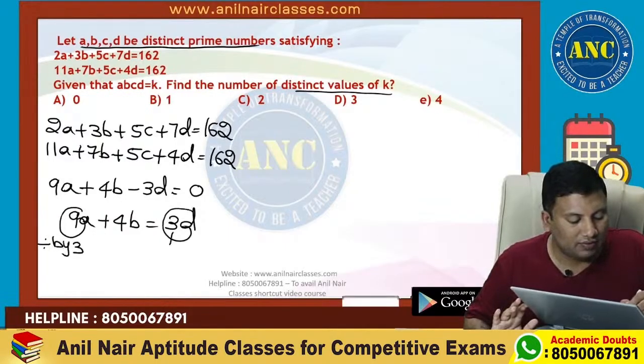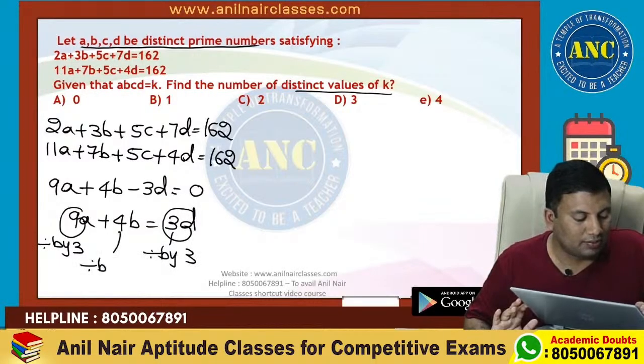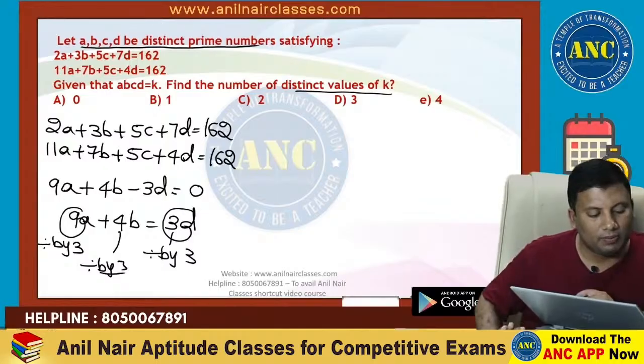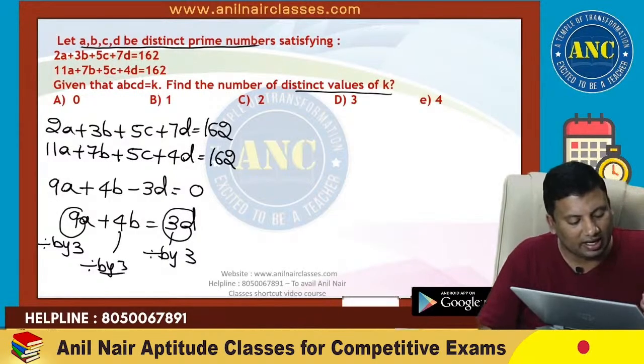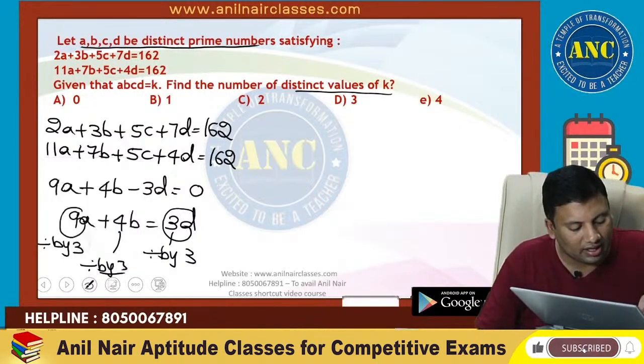This is divisible by 3. So B should be divisible by 3. B should be divisible by 3. I hope it is clear, right? So what we will make is, we will make a slight change so that we will get the value.